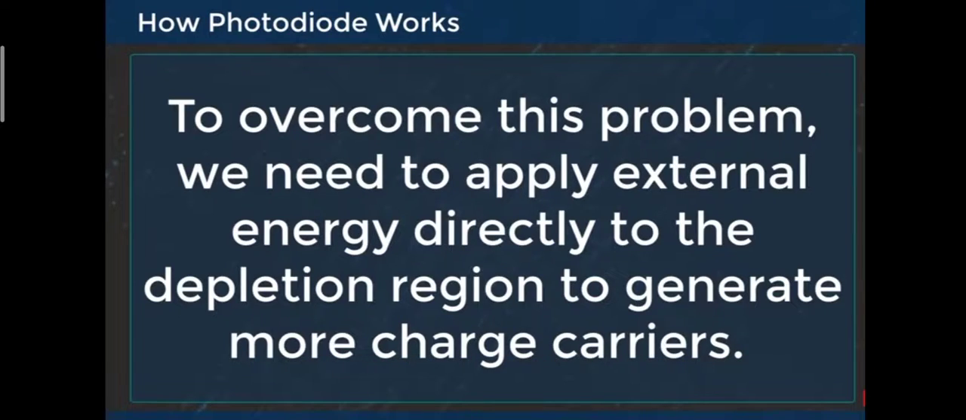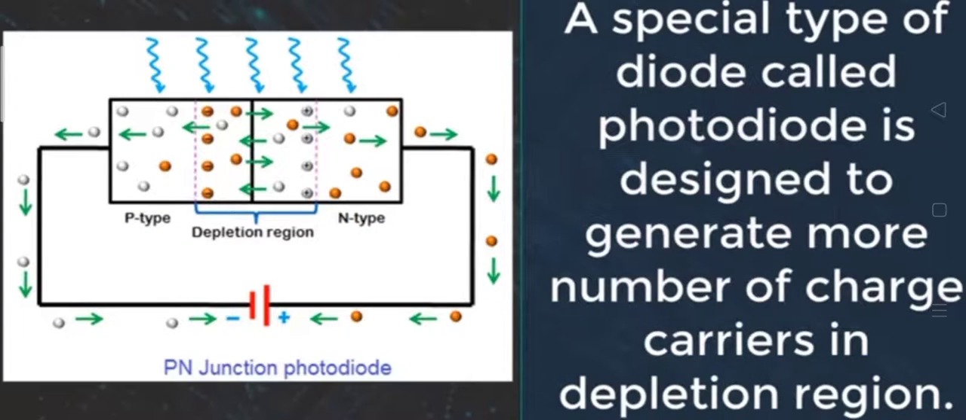To overcome this problem, we need to apply external energy directly to the depletion region to generate more charge carriers. When we apply light energy to the depletion region, the electrons in the depletion region will move towards the p-type semiconductor, and the holes will move towards the n-type semiconductor. Then there will be a flow of electrons in the circuit, so there will be generation of electric current.